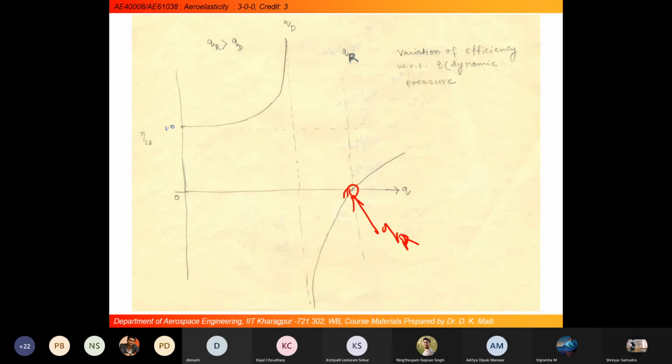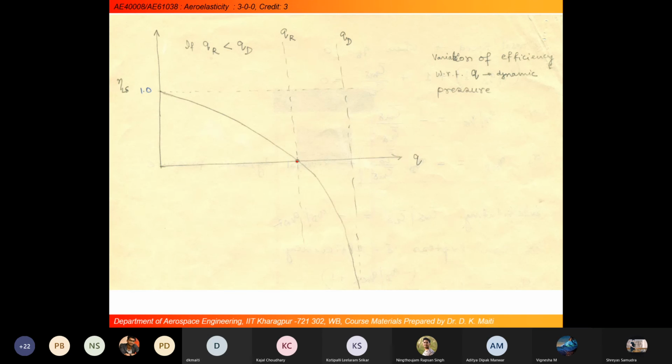So depending on the value of QD and QR, we are getting two different types of curves. In the first case, what we have considered, QR, the reversal dynamic pressure, is less than QD, the divergence dynamic pressure. Then we have eta delta L delta starting from 0 and reducing, and at control reversal it becomes 0, and towards the divergence speed the value of efficiency will be infinitely negative because it is going in the negative direction.